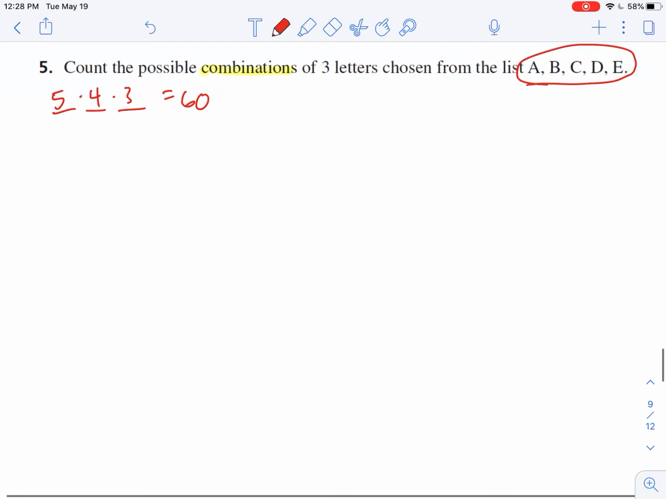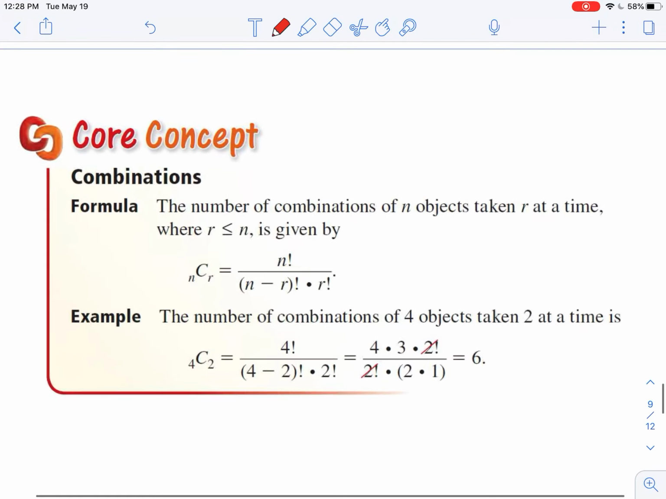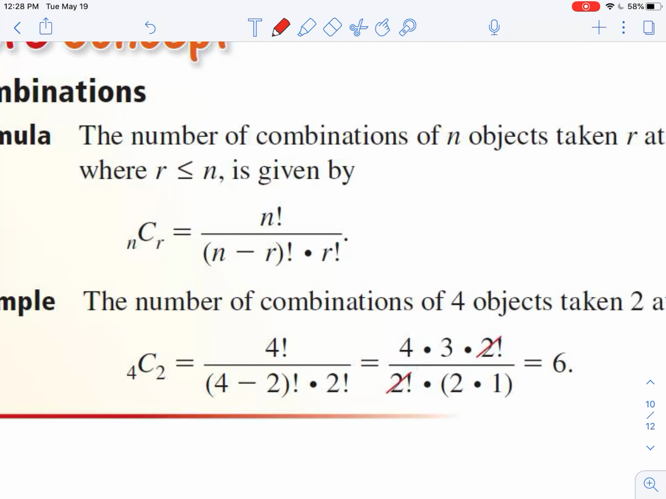So let's skip down to the formula here, and then we'll go back. The number of combinations of n objects taken r at a time is n factorial divided by n minus r factorial times r factorial. And again, what is r? r is the number of objects that you're taking in a given group. So let's go back to the previous problem and see if we can make sense of this.